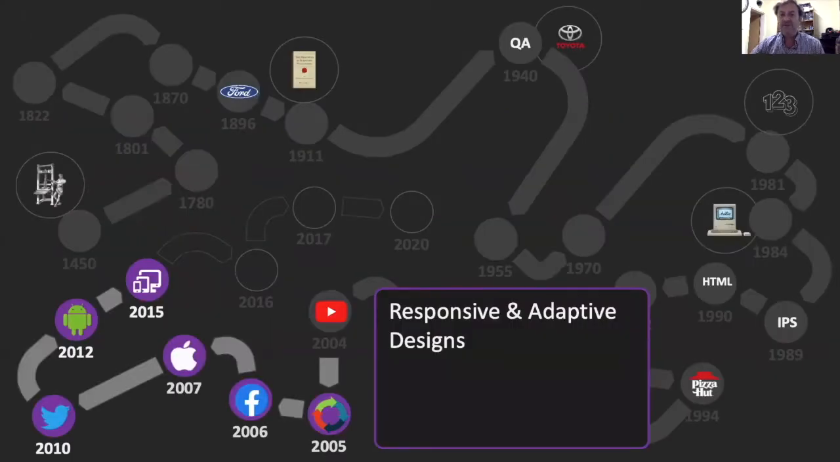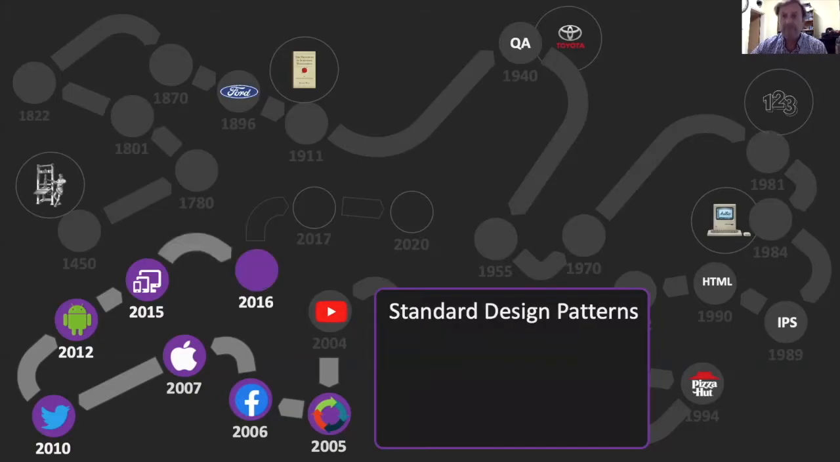By 2015, responsive and adaptive UI design becomes standard practice for developing a user interface. Adaptive design ensures the best user experience regardless of the device the user is using. In 2016, the use of standard design patterns becomes widespread. These are reusable UI components and layouts used to solve common problems.